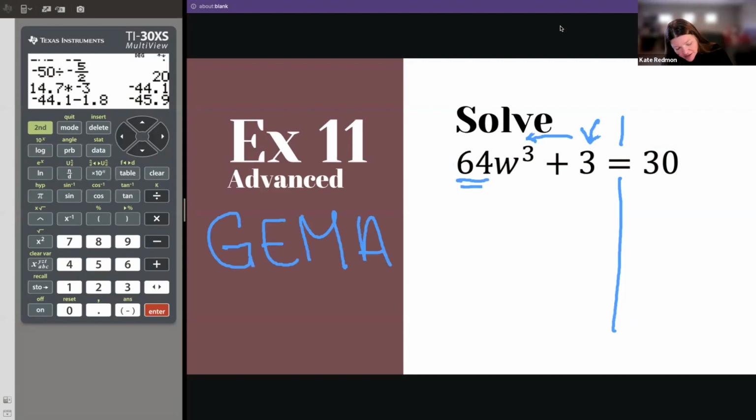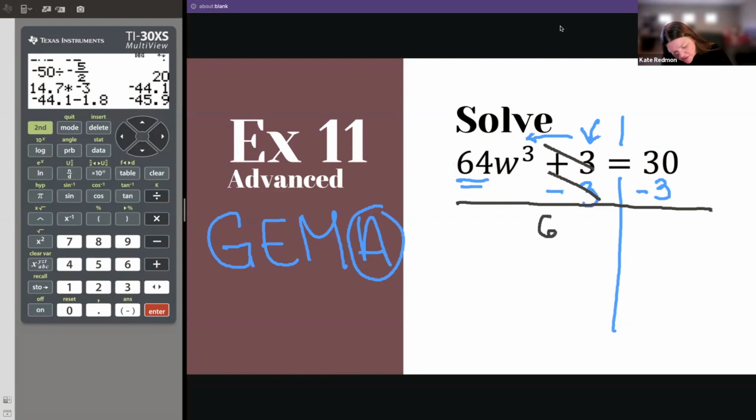Let's move anything adding or subtracting first. So I'll take away the 3 using the opposite of addition, subtraction. New equivalent equation. Well, adding 3 and subtracting 3 are opposites. They cancel, leaving me with 64w cubed. And that's going to be equal to 30 minus 3, which is 27.